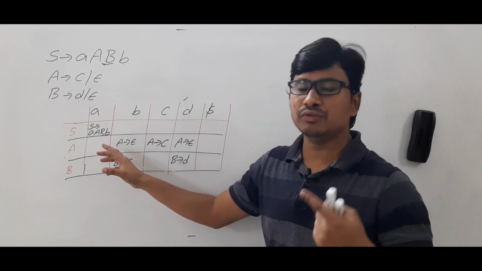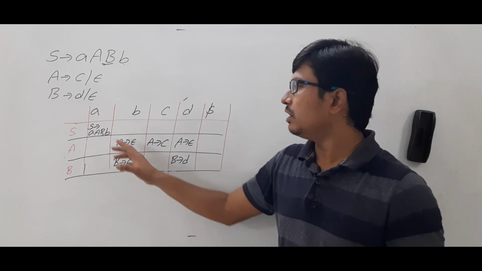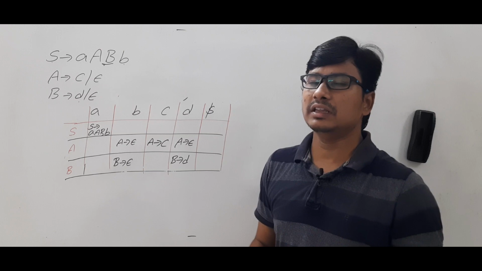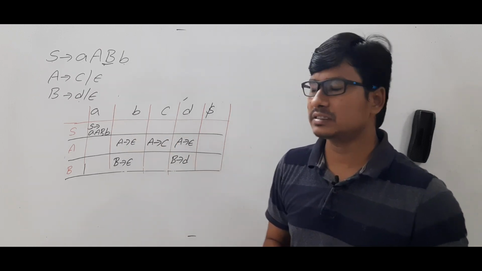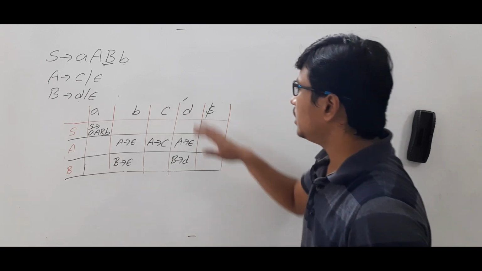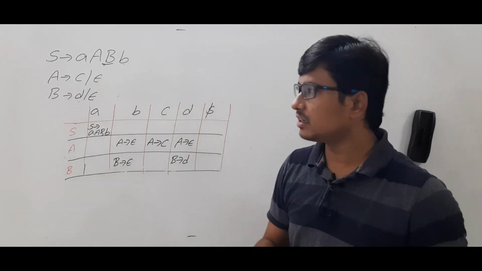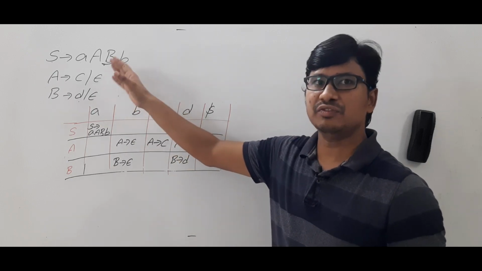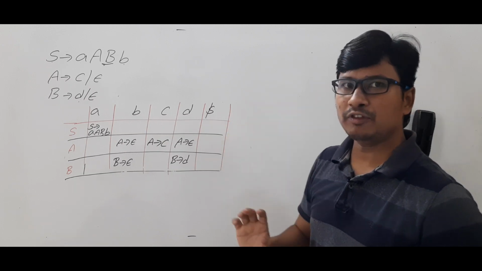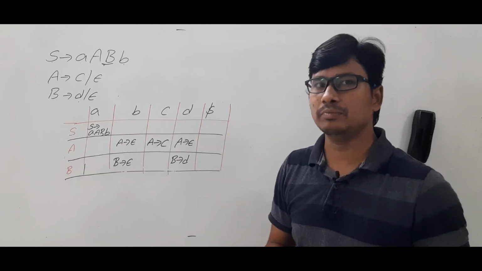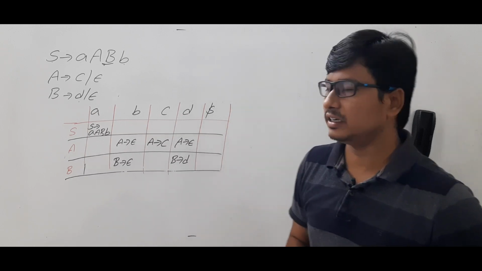If anywhere you have multiple entries, as in the last example I discussed, then we say that grammar cannot be parsed using an LL1 parser. Is it clear? Now what I will do is take one string which can be generated from this grammar, and then with the help of the LL1 parsing algorithm, I will discuss in detail how the parse tree will be constructed.